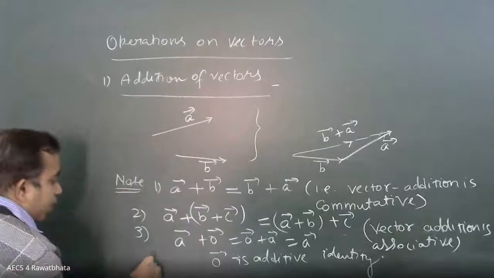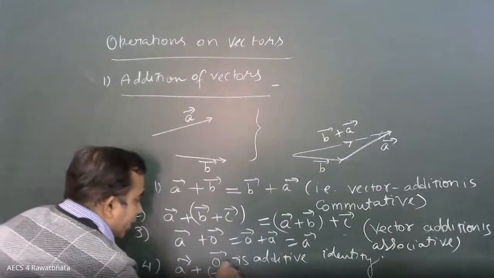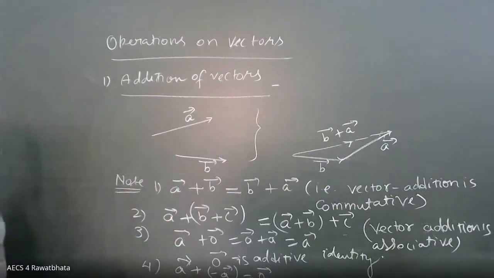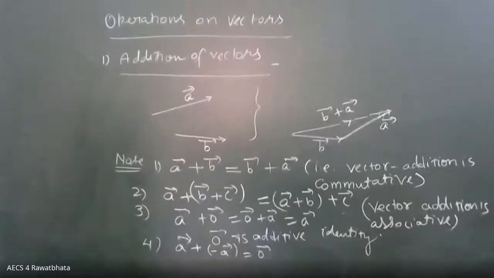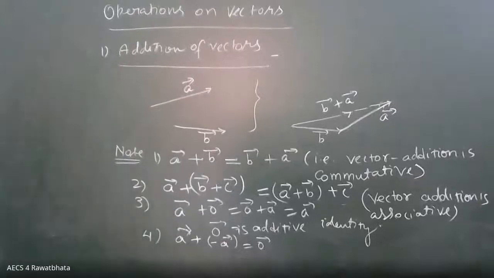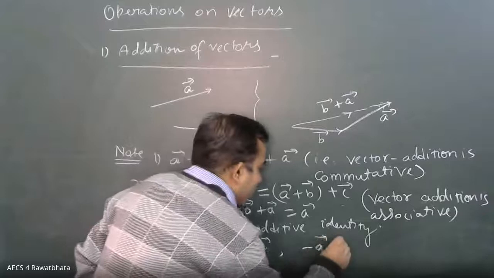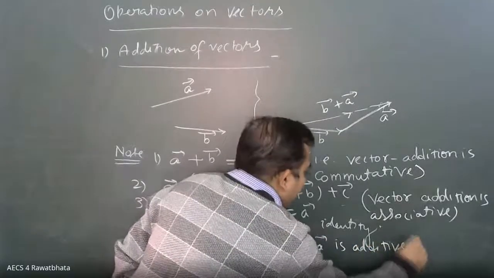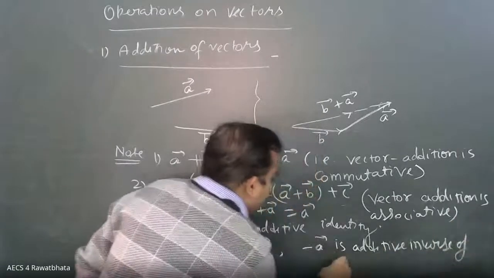Right? A vector plus minus A vector will be 0 vector. So minus A vector, पर इस आपको कट रहा है, देखिए let me make the camera position proper. Here minus A vector is additive inverse of A vector.